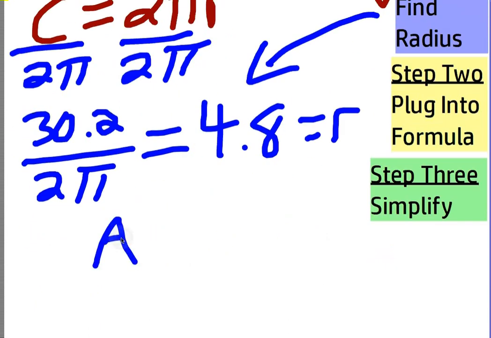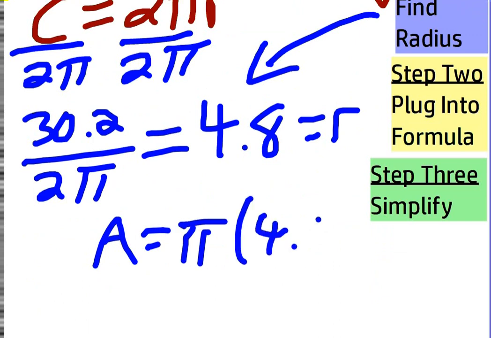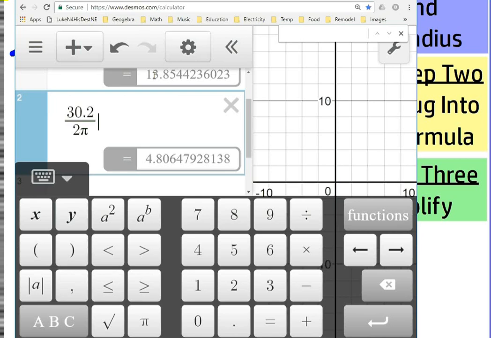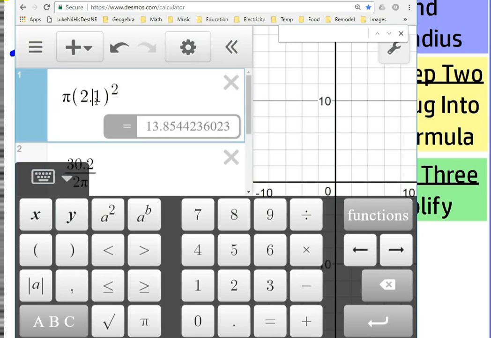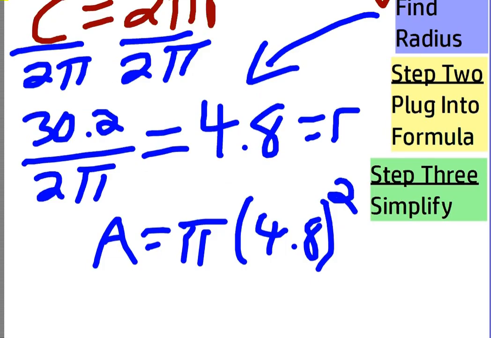So now I'm going to write area equals pi r squared, 4.8 squared. Let's go ahead and plug that into the calculator. That would round to 72.4 as far as the nearest tenth goes.